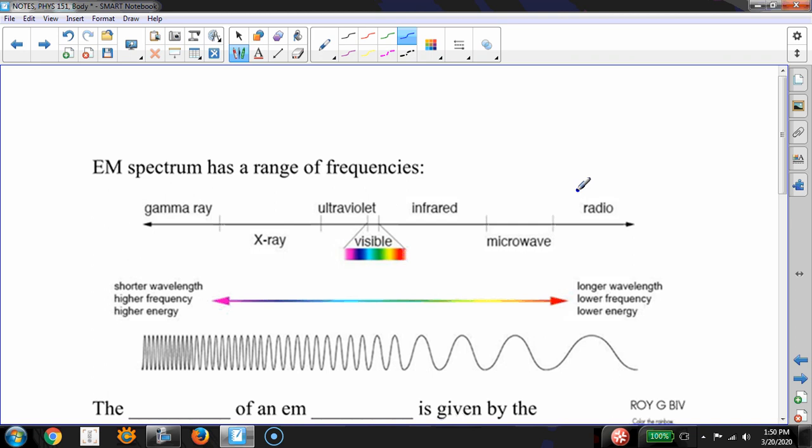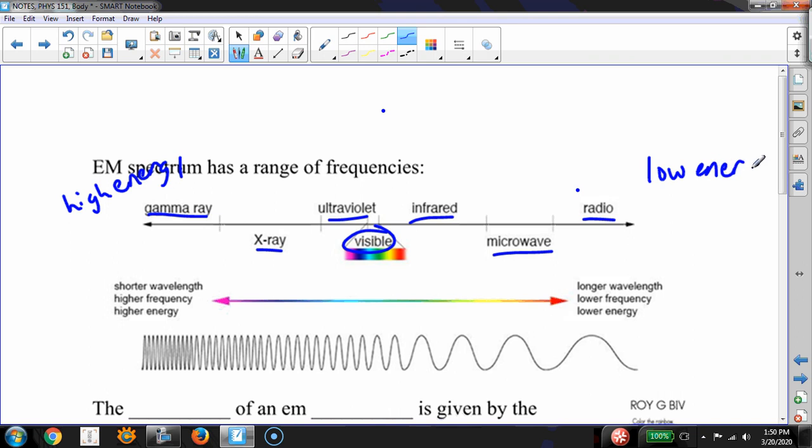The electromagnetic spectrum has a range of frequencies, and I want you to know the EM spectrum. I want you to know the major parts of it: the gamma rays, the X-rays, the ultraviolet, the visible, which is what we see, the infrared, microwaves, and radio. You need to know all of these, and how they vary by energy, frequency, and wavelength. Gamma rays are high energy, and radio waves are low energy. I might ask you to arrange these in order of increasing or decreasing energy.